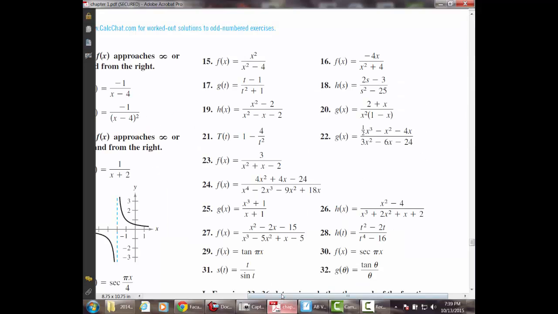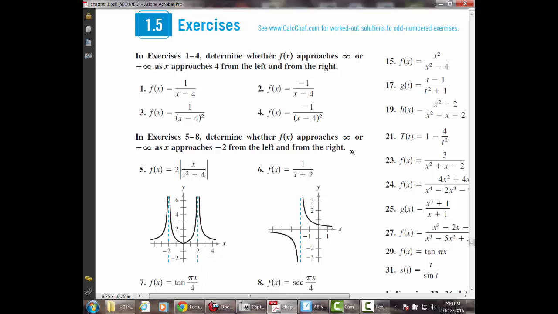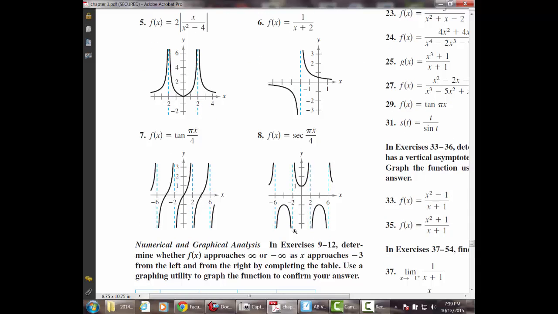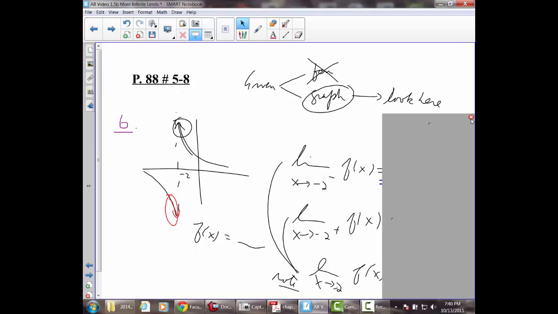Number 6, looking at the directions now over here for number 6, it says determine whether f of x approaches infinity or negative infinity as x approaches negative 2 from the left and from the right. So you can see that as you approach negative 2 from the left, you're going down to negative infinity. As you approach negative 2 from the right, you're going up to positive infinity. Okay, number 8, again, they're just interested at negative 2. From the left at negative 2, you're going down to negative infinity. From the right at negative 2, you're going up to positive infinity. So that's just a question.